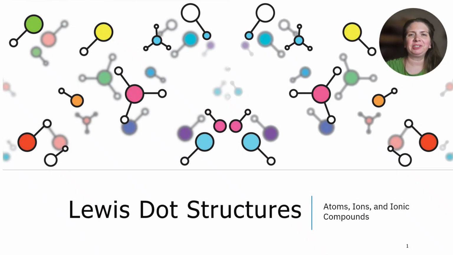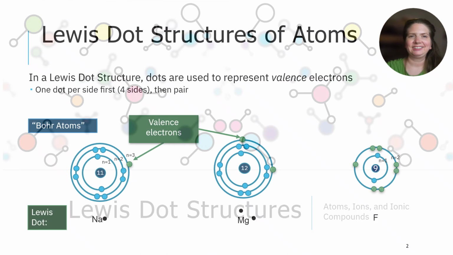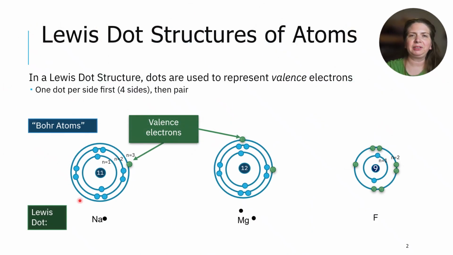In this video, we are going to learn about Lewis dot structures for atoms, ions, and ionic compounds. Previously, we learned about the Bohr model of the atom, where electrons occupy shells around the nucleus. Shown here are Bohr models of sodium, magnesium, and fluorine. We also learned that the outermost electrons are called the valence electrons.